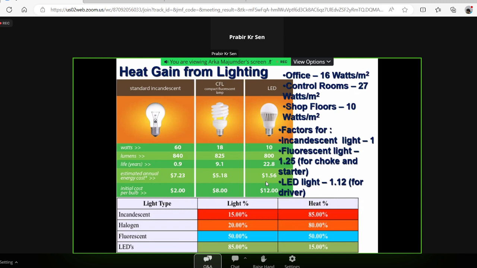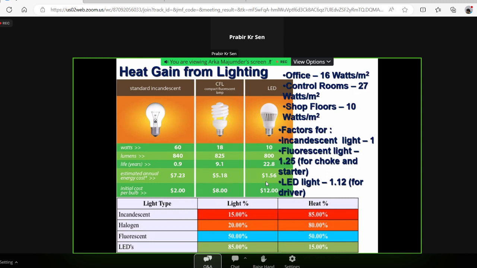But you have to multiply this lighting load. If you are using incandescent light, so if you are using a 60 watt light, the whole 60 watts comes as heat. Even the light part comes as heat. With fluorescent light, if you are using an 18 watt light for the same amount of lumen, you will use 60 watts. So for incandescent light, for the same amount of lighting, you consider 60 watts as the heat load.